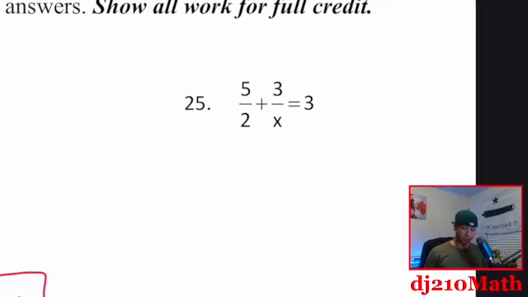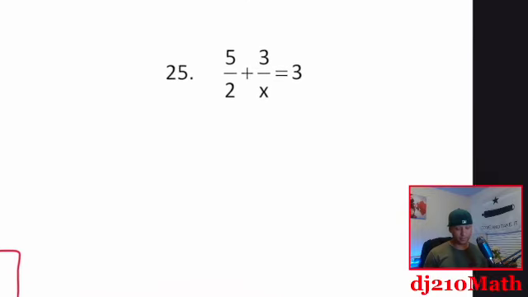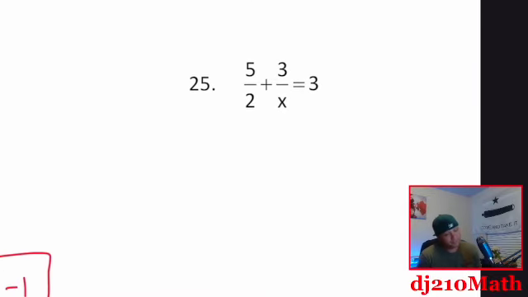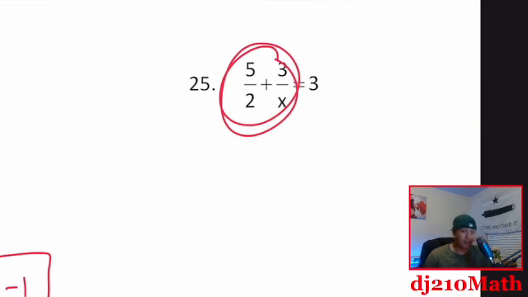25. All right, here we go. We have multiple things happening. There are 2 different ways you could do this. We could get a common denominator and then solve for x, or we combine the things that are alike first.